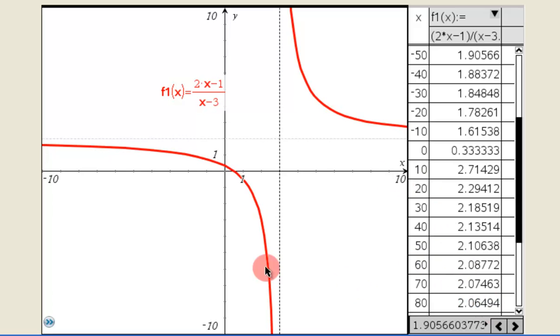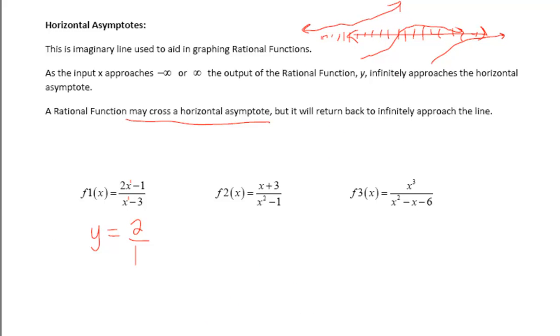And that's what's going to happen. As we go left forever to negative infinity, it gets closer to 2 for the output, and as we go right to positive infinity, the output gets closer and closer to 2. So there is a horizontal asymptote right at y equals 2 for this graph. That occurs, again, when the powers are exactly the same, or when the degree of the numerator equals the degree of the denominator.